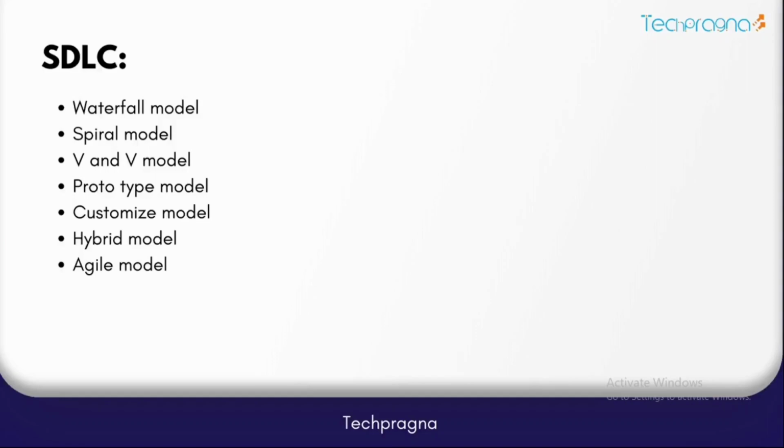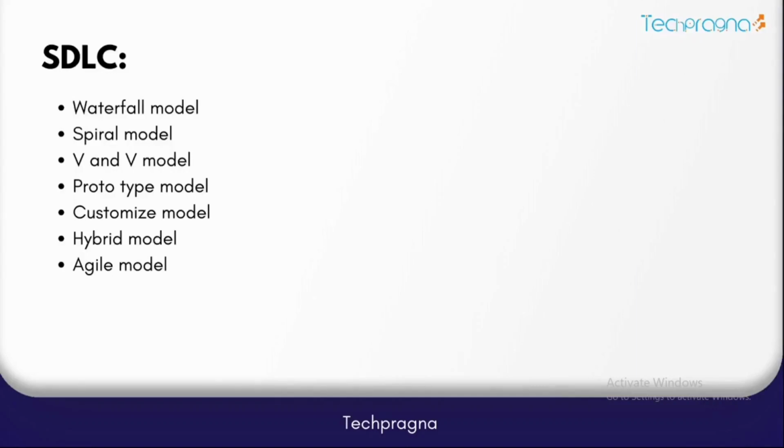And next one is the V&V model. When the customer wants a high quality project and long-term product, in that case we go for a V&V model. And the prototype model: whenever the customer doesn't know the requirements, doesn't know anything about the application, in that case we go for a prototype model. And a customized model, where we derive our own model, is called a customized model.